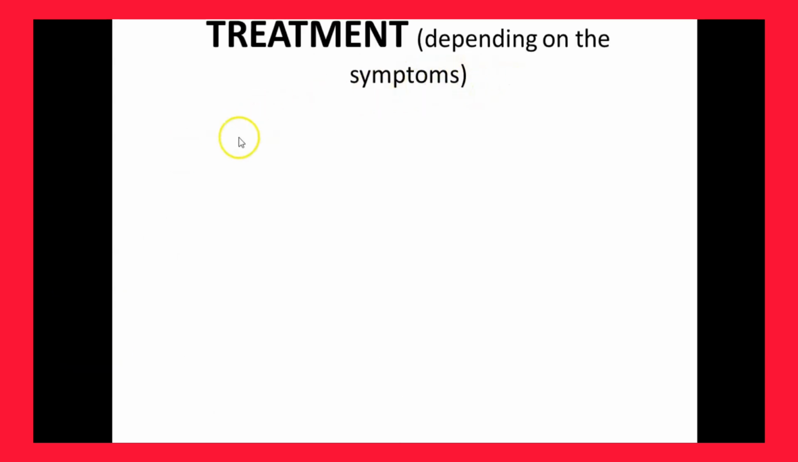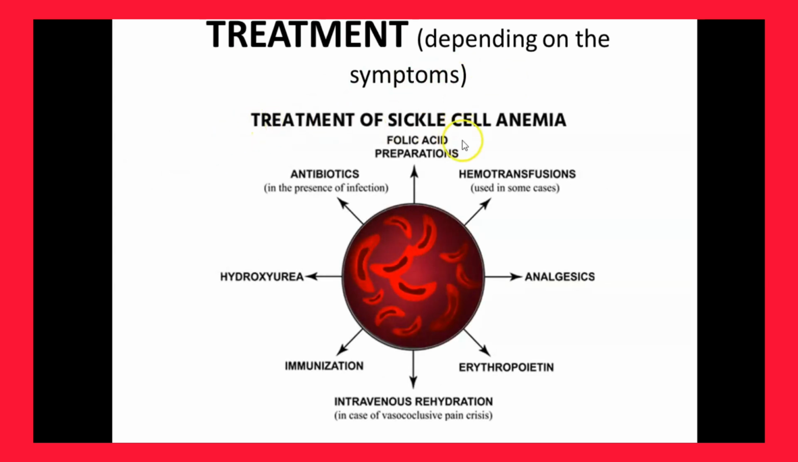The treatment depends on the symptom. When you look at this, it's so easy. There are the ones that require folic acid preparation, especially when you have done the CBC, the complete blood counts. Then there is also hemotransfusion used in some cases. When there is too much pain, you are talking of analgesics to give the patient. Also, erythropoietin, produced by the kidney, when there is a suspected kidney problem. Then intravenous rehydration when there is occlusion, that's serious pain, vaso-occlusion pain crisis. There is intravenous rehydration.